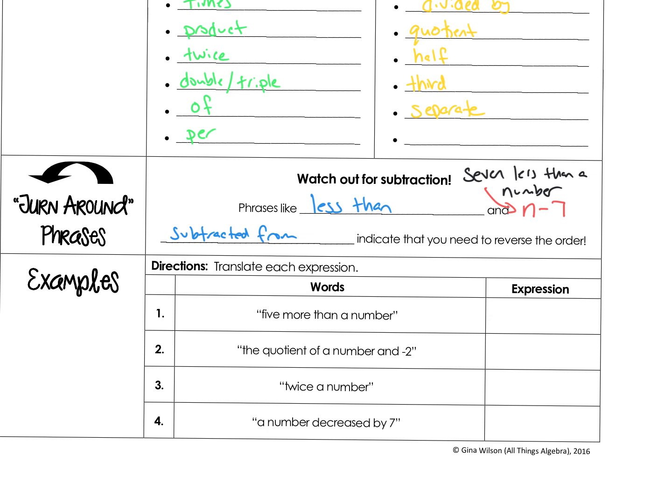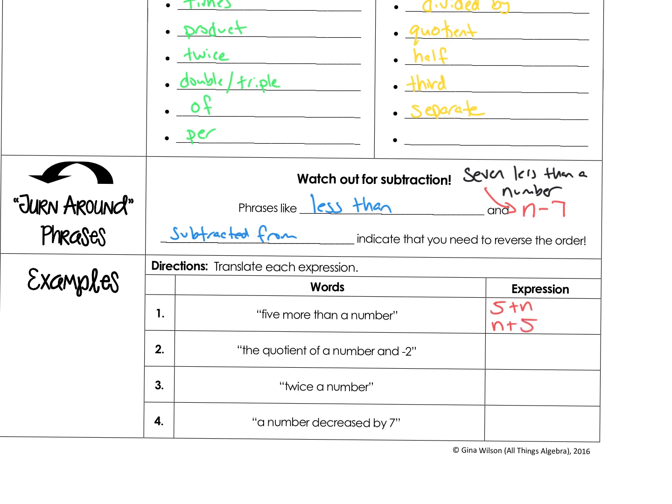So let's just go through a couple of examples. 5 more than a number. This is another one where you could reverse the order, although with addition, order doesn't matter as much. So we might write this as either 5 plus n or n plus 5.